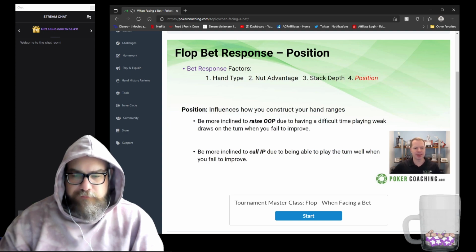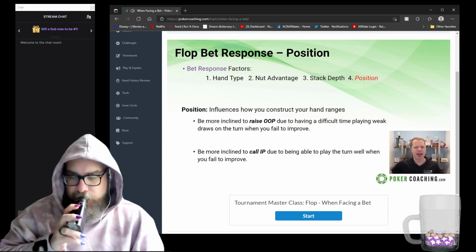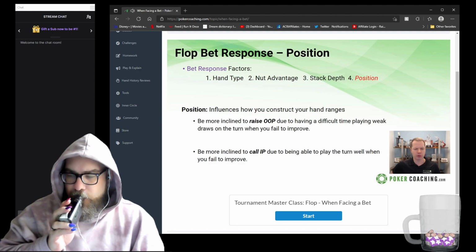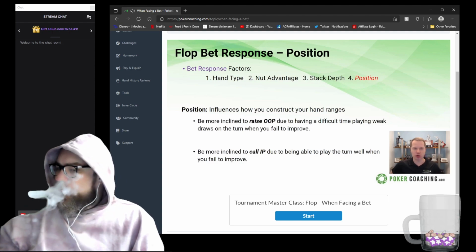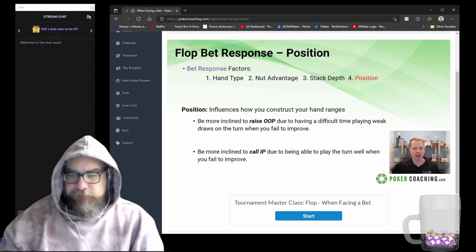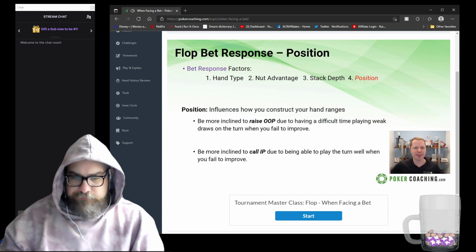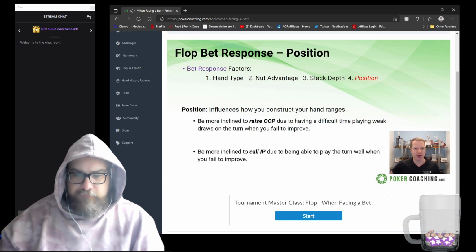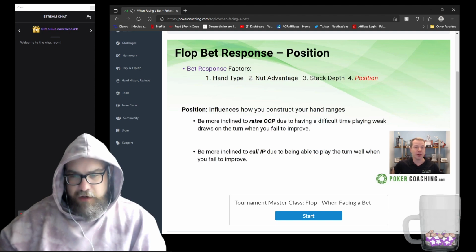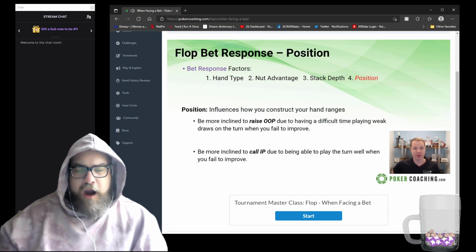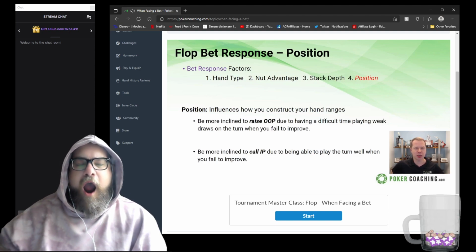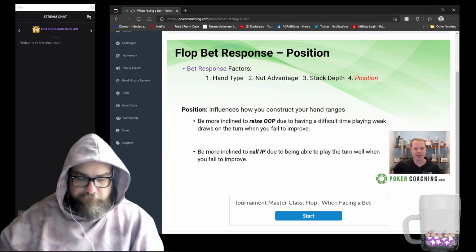Next, position. Position influences how you construct your hand ranges to begin with, but in this scenario, we know we're going to be out of position. You should be more inclined to raise as a general response when you're out of position compared to in position, due to having a difficult time playing your weak draws on the turn when you fail to improve. So if you do have that junky draw on the flop and you're out of position, you should very likely put in the raise immediately.